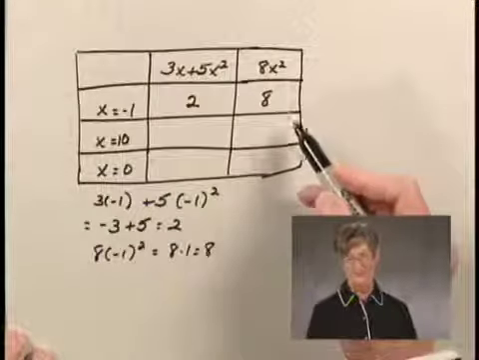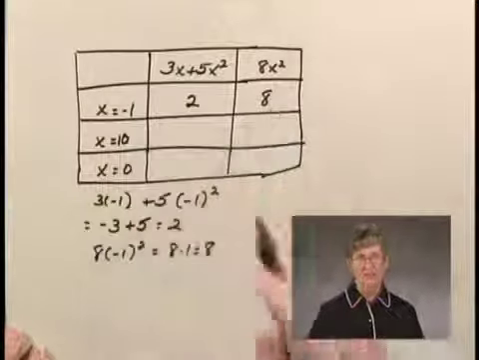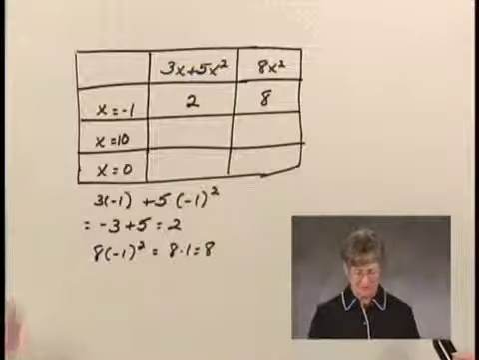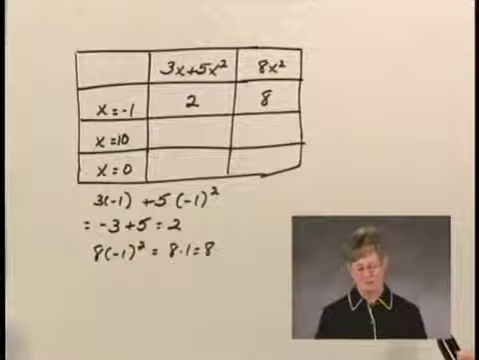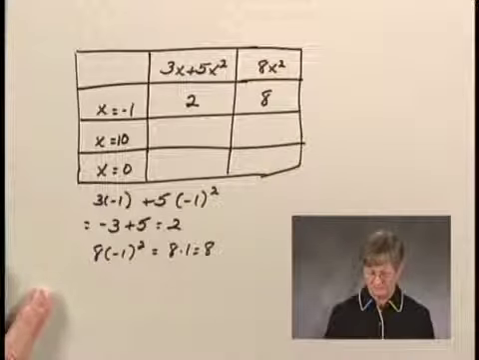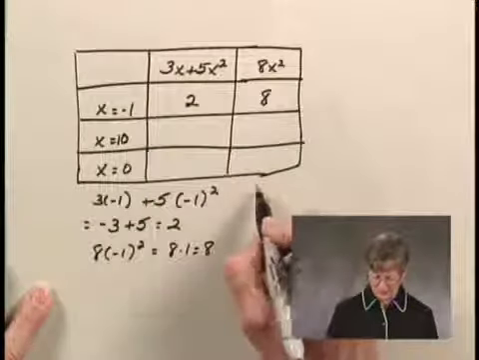Now we could actually stop evaluating here because we found that for this value of x, -1, the two expressions have different values. So that tells us right away that they're not equivalent. But just to get some practice with evaluating expressions and to see what else happens, let's just go ahead and complete the table. So let's go to x equals 10 and evaluate the first expression.